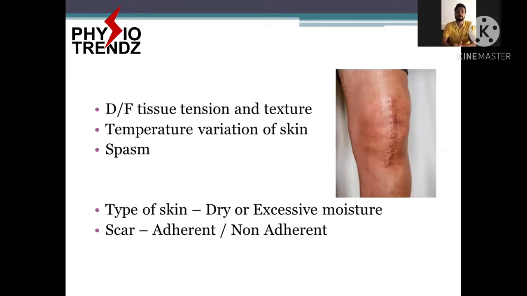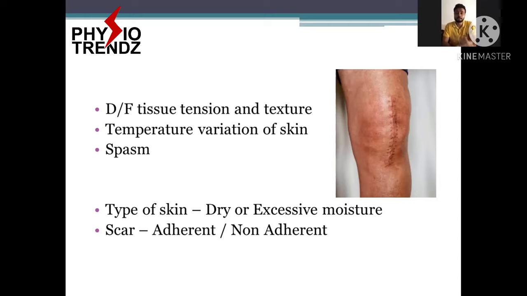Next point in the palpation will be differentiating the tissue tension and texture. So in whichever affected area the patient is telling, what all areas are affected, whether any tension is present in the tissues, whether it is tight, whether it is relaxed, all those things we have to find out. Then temperature variation of the skin, because most of the time where inflammation is present, you will see that there will be warmth present. So that temperature variation, whether it is present or not, we have to find out.